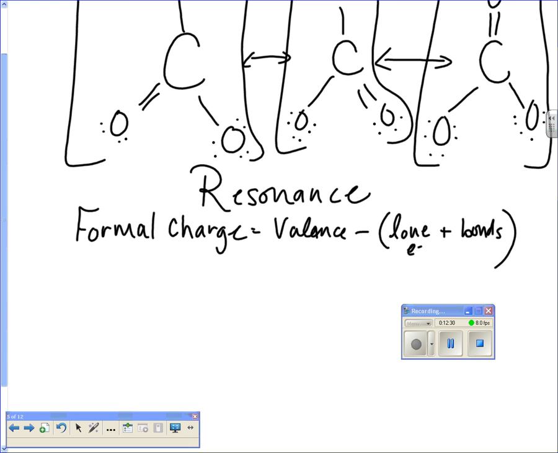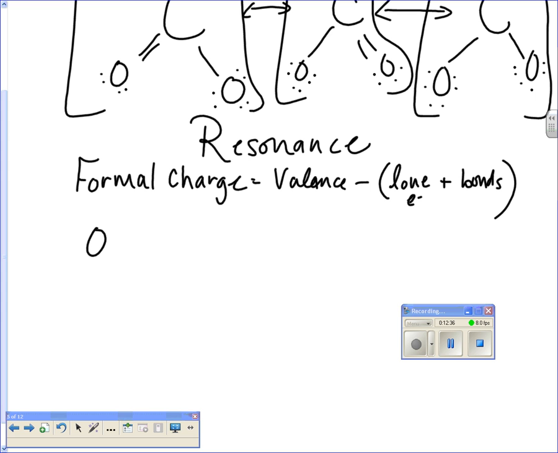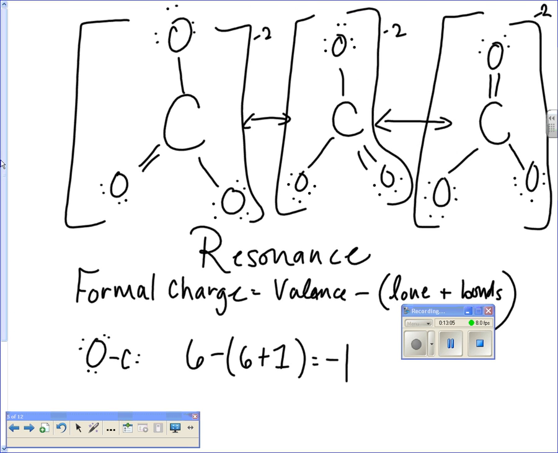So on formal charge, I'm going to do every element. I'm going to do the oxygen first, that oxygen that has the 3 lone pairs, and this is bonded to the carbon here. Its valence electrons for oxygen is 6. Its number of lone electrons is also 6, and it has 1 bond. So that has a formal charge of -1. I know that this oxygen up here and this oxygen down here are both the same. It's going to have a formal charge of -1.